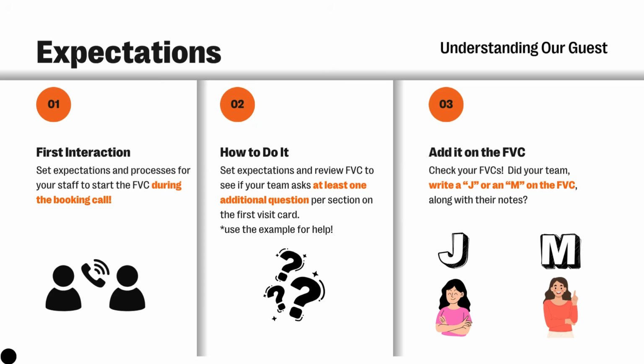Lastly, we're setting the expectation that if at all possible, they're writing a J or an M to identify whether this guest may lean more toward a Jess or a Maya, along with any notes that they have. And this is really just one for you to make sure that your folks have the goal in mind, and also for our coaches to kind of get an immediate indicator of how they can start to open conversations.